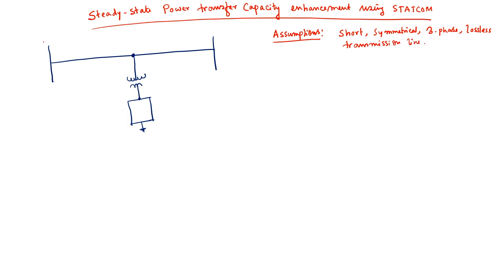Now, let us consider the sending end voltage as V at an angle delta, the receiving end voltage as V at an angle 0, and this is the midpoint where the STATCOM is placed, and this is the step down transformer. If we consider the line to be symmetrical, the voltage at the midpoint is equal to Vm at an angle delta by 2. Now, suppose the current drawn by this STATCOM is I STATCOM. And the step down transformer is modeled with its leakage reactance, X sigma, and the STATCOM is modeled with a controllable voltage source Vp at an angle delta by 2.